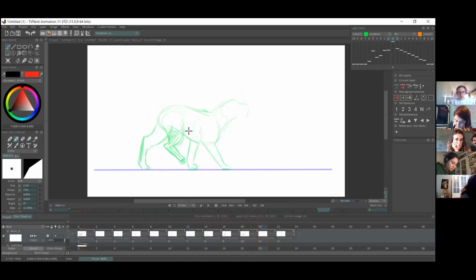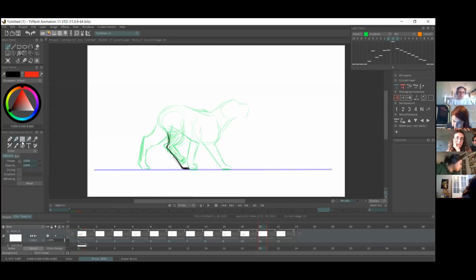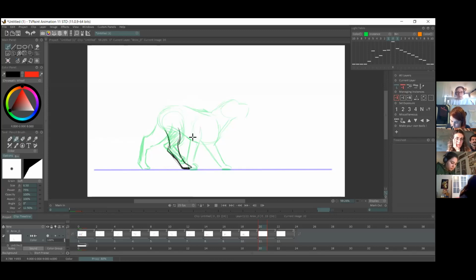So the right back leg is going to make contact with the ground. And then the back front leg is going to lift up.